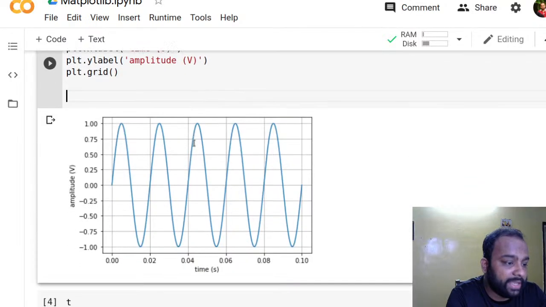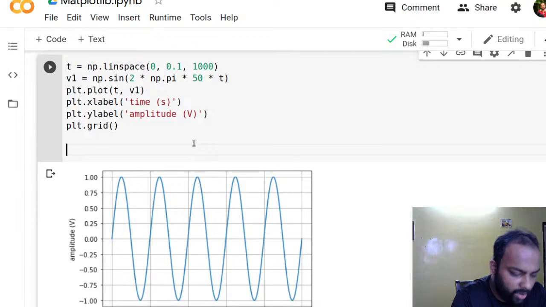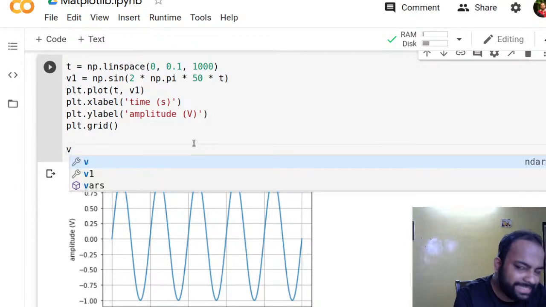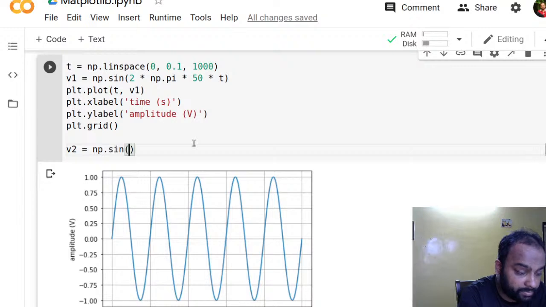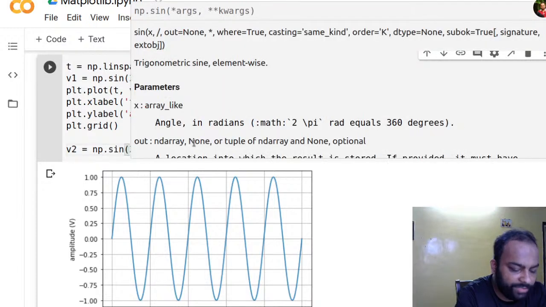Yes, we can modify the grid. There are way too many things that you can do actually. We are going to show some of these things to you, and then I shall leave it to you to find out later on. Let's create another voltage signal, another sine wave of the same frequency.